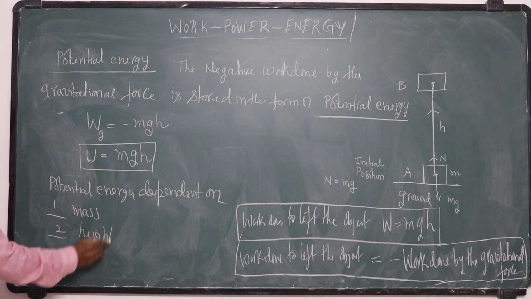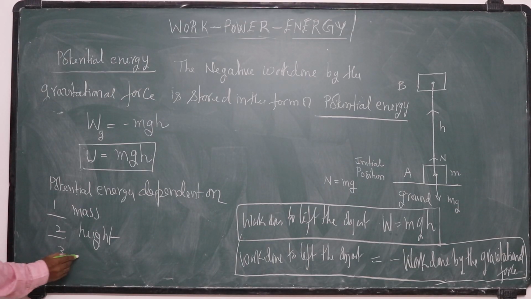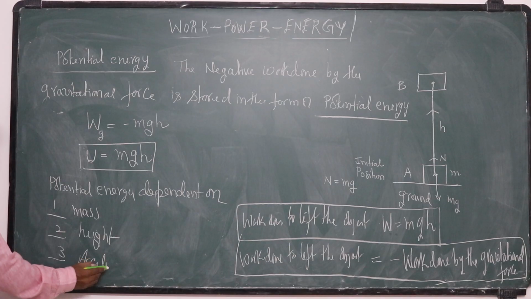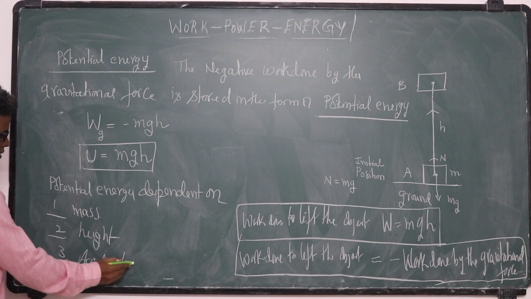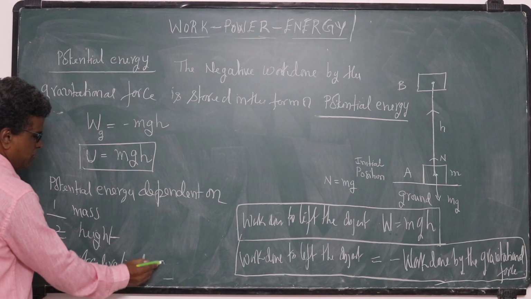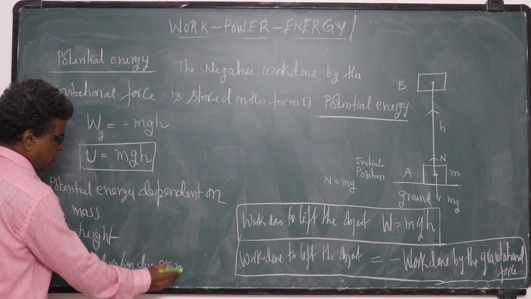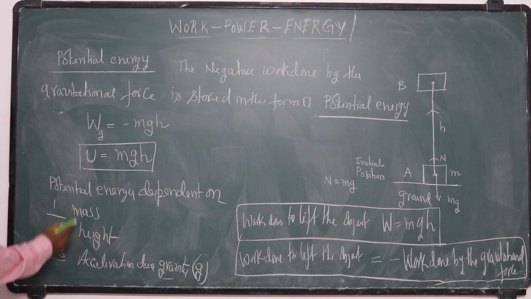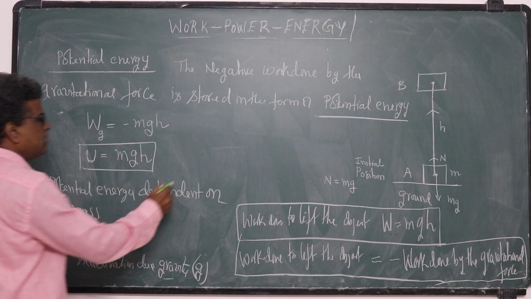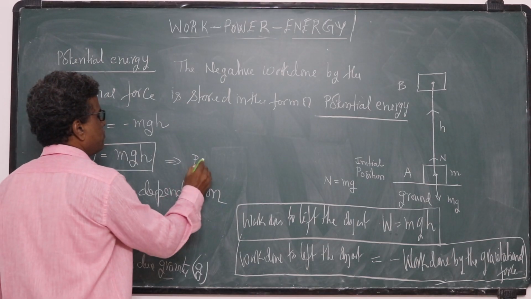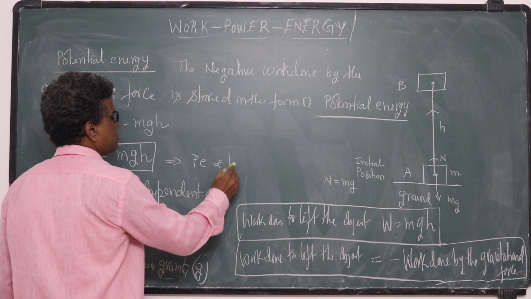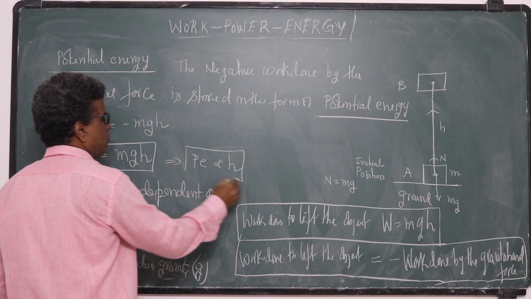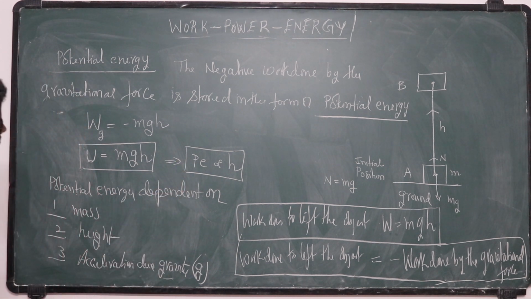number three, acceleration due to gravity. At a given place, we assume that gravity is constant, and mass is constant for a given body. So this potential energy is directly proportional to height. As height becomes more, potential energy will be more.